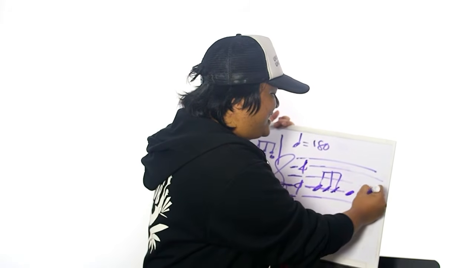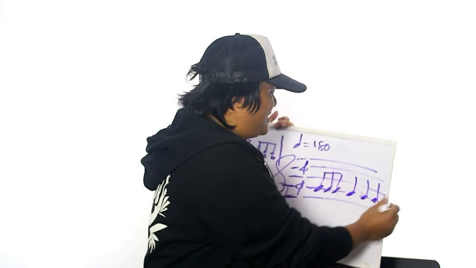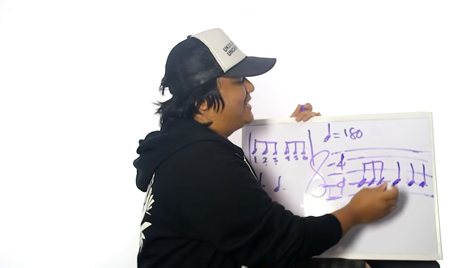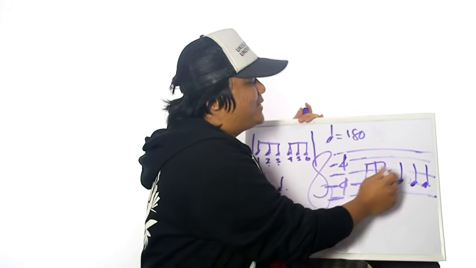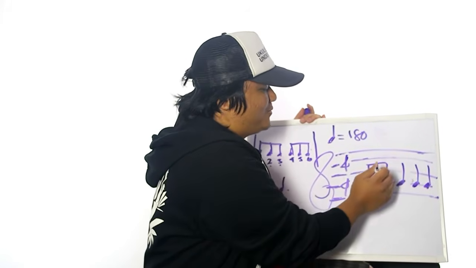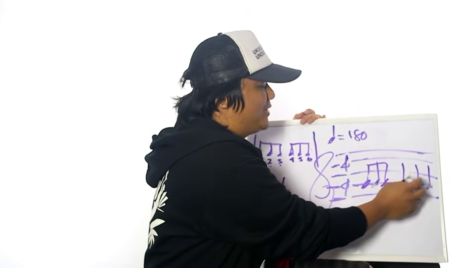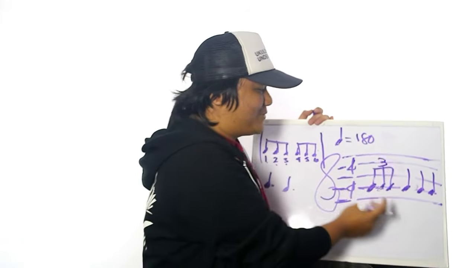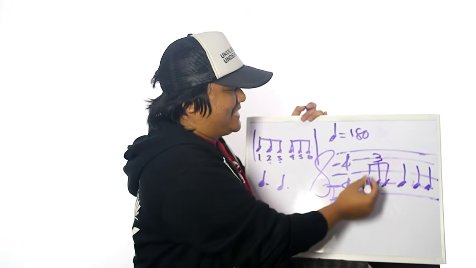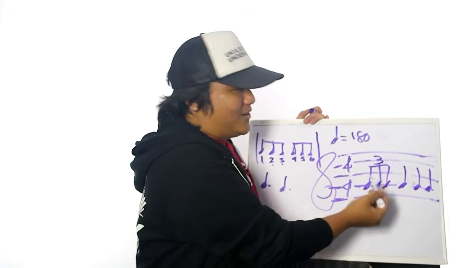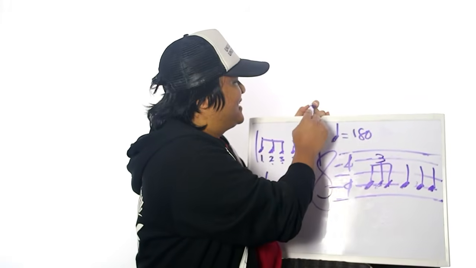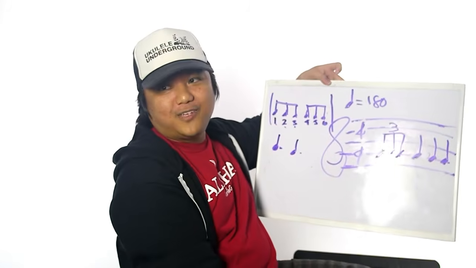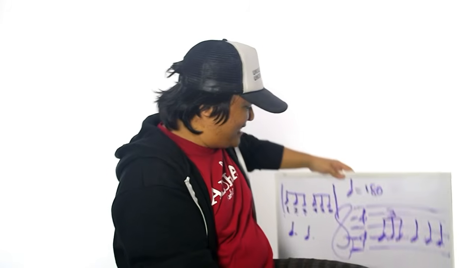So we got 1, 2, 3. That should equal 4. So 1, 2, 3. 1 triplet 2, 3, 4. 1 triplet 2, 3, 4. But it has to have the 3 over it. That's what Kahai was talking about. The 3 on top notates that it's going to be a triplet. I guess it's useful if we start to read music.